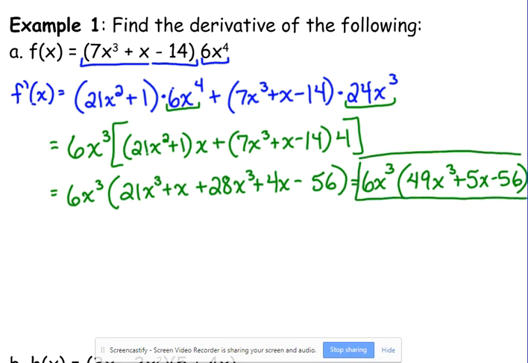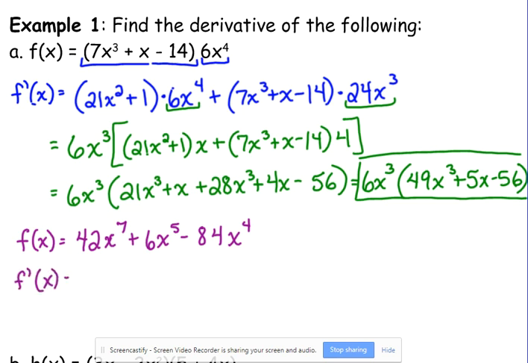Okay, another way, I told you that we could start with algebraic manipulation. We can distribute that 6x to the fourth first. So if we distribute that, we get 42x to the seventh plus 6x to the fifth minus 6 times 14 is 84x to the fourth. So now we've turned it into something that we can just apply the power rule to take the derivative.